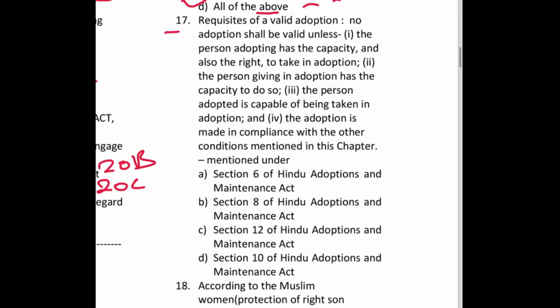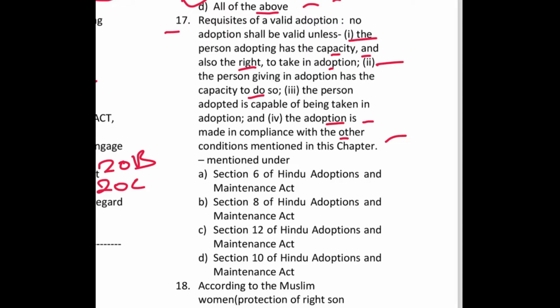Next 17, requisites of a valid adoption. No adoption shall be valid unless the person adopting has the capacity and also the right to take in adoption. Is it correct? Second, the person giving in adoption has the capacity to do so. Yes. The person adopted is capable of being taken in adoption. Yes, it is also correct. The adoption is made in compliance with the other conditions.